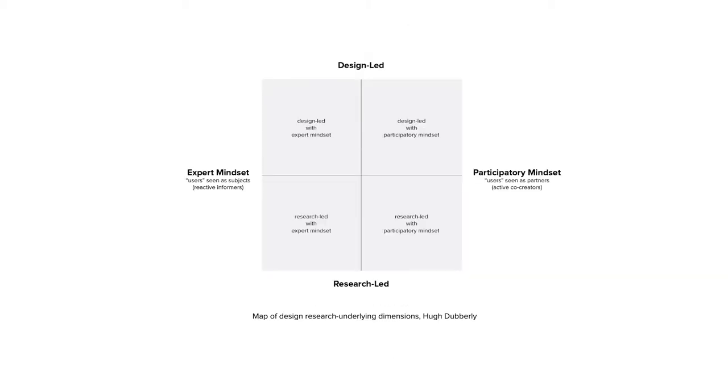Empowering users is not a new idea in architectural design. Participatory design, which grew out of movements in the 1960s, is an extreme example of this. This diagram shows the relationships between the various approaches, methods, and tools in design areas. It presents two intersecting dimensions. The horizontal axis maps mindset, from expert mindset to participatory mindset, while the vertical maps approach, from research-led to design-led.